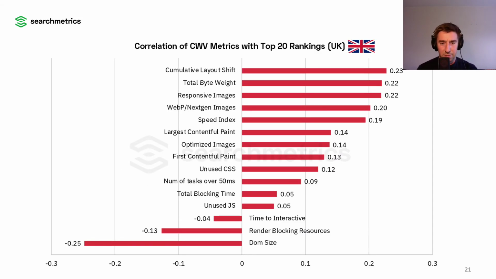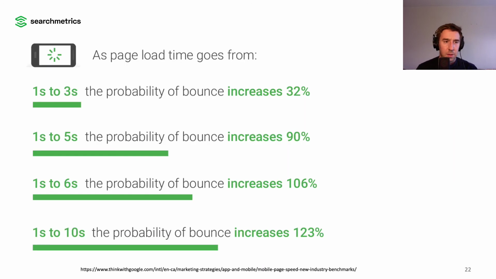So again, this is a slide from the recent Searchmetrics study, which you can find online. Most of the metrics that correlate with good Google rankings relate directly or indirectly to loading time. Total byte weight is file size. Images, again, is file size, because the more optimized an image, the smaller the size, the quicker it loads. And as load time increases, so does the probability of the user leaving the site. This is one of the reasons why Google gives it so much importance when ranking sites and measuring user experience.